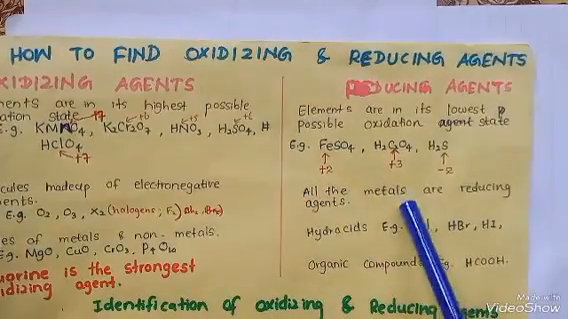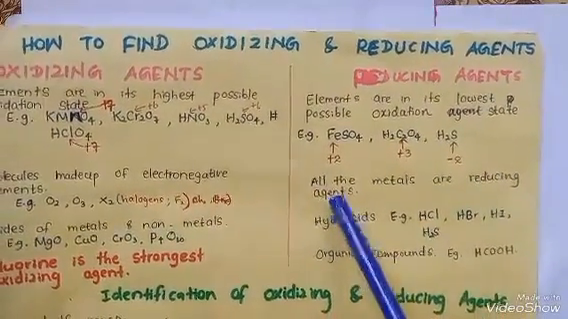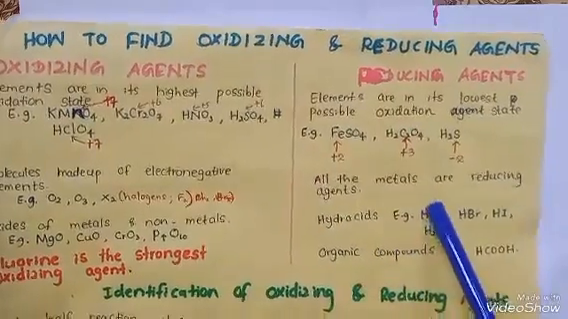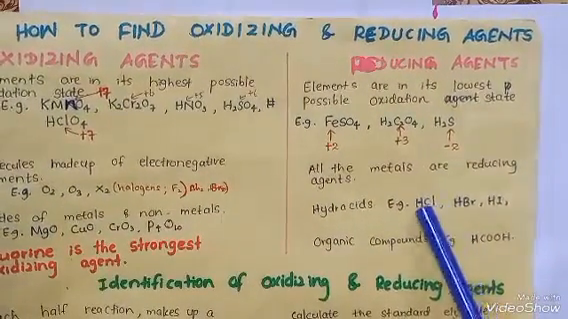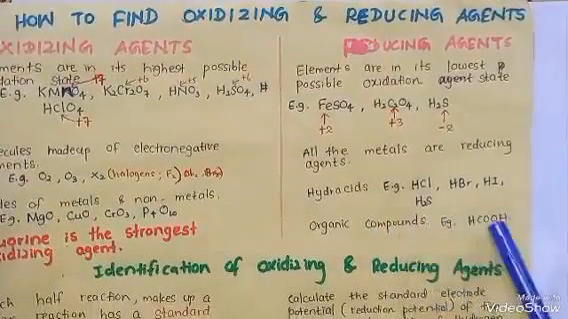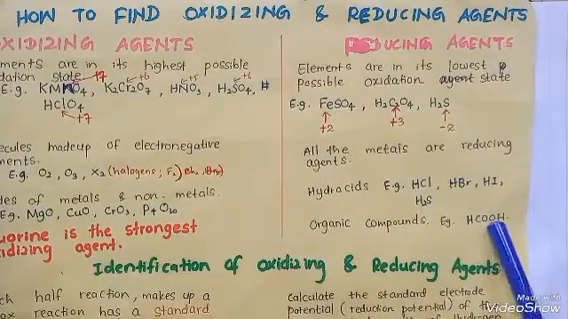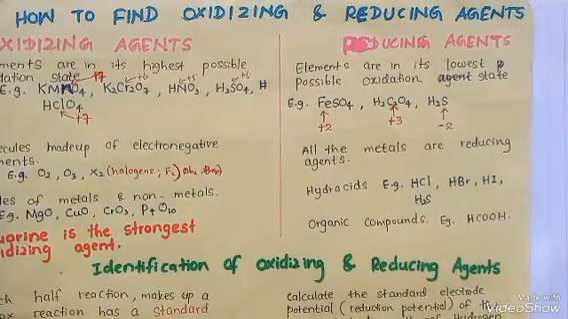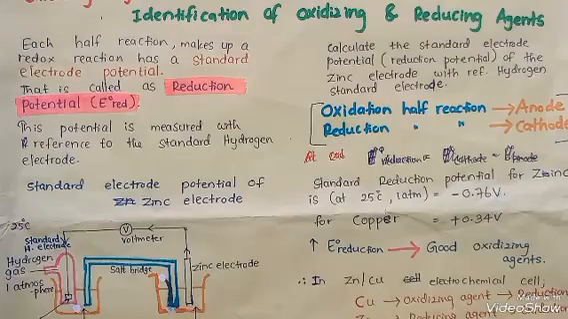And all the metals are reducing agents. And hydroxides are reducing agents as well. HCl, HBr, HI, and organic compounds such as formic acid are reducing agents. Now let's look at how to identify oxidizing and reducing agents. What is the theory behind it?